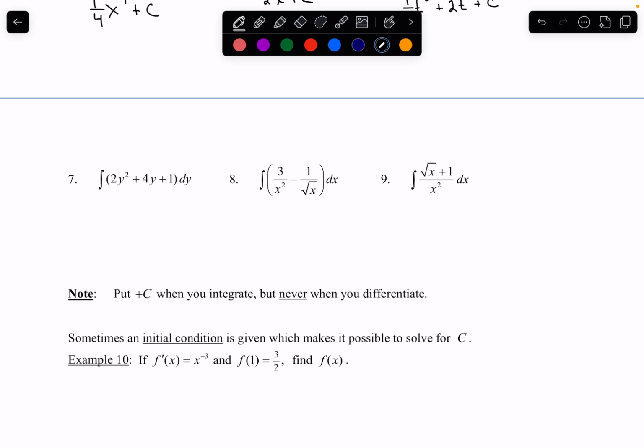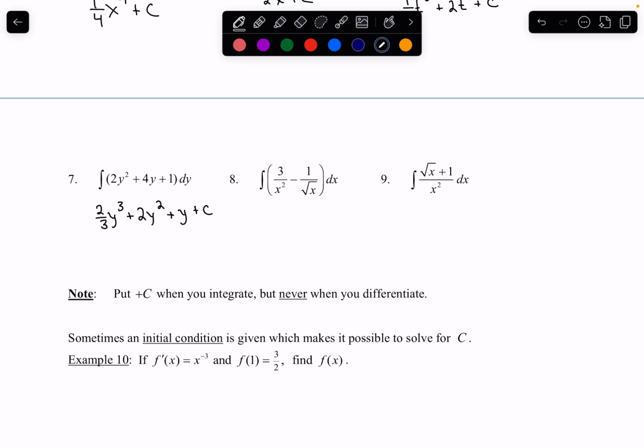Well, I guess 7 doesn't. 7's just got 3 different little functions, and we can integrate them separately. So 2y squared becomes y cubed, and then I need to divide by 3, so that's 2/3. The 4y becomes y squared, and then I divide by 2. 4 divided by 2 is just 2. And then the 1 gets a y added to it, and then I add c at the end.